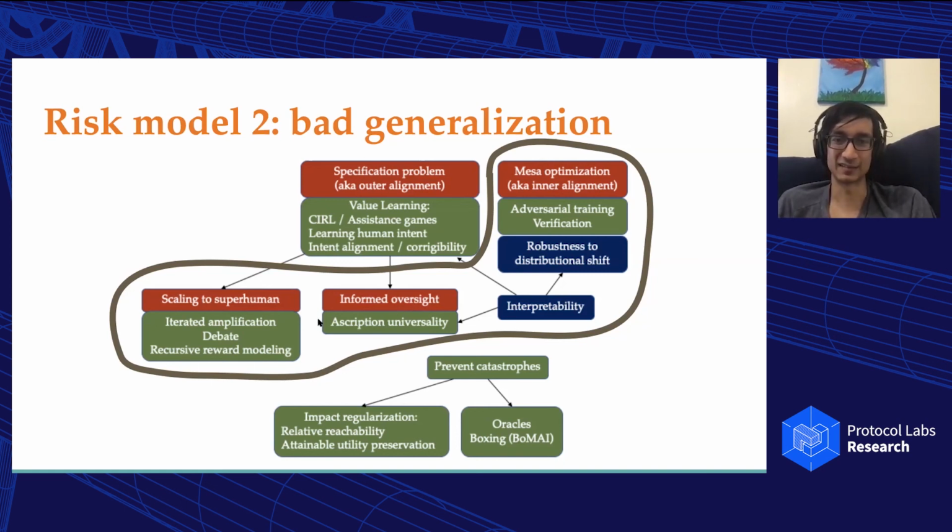Things like informed oversight and iterated amplification and debate are trying to do that sort of thing. Another thing you can try to do, like the synthetic data idea, is search for inputs on which your AI system would do something bad. That's what adversarial training is. And then interpretability is just like, if you understood how your system was reasoning, then maybe you could notice when it was going to do something bad. Those are the sorts of things I would highlight as ways you can try to tackle the bad generalization problem.